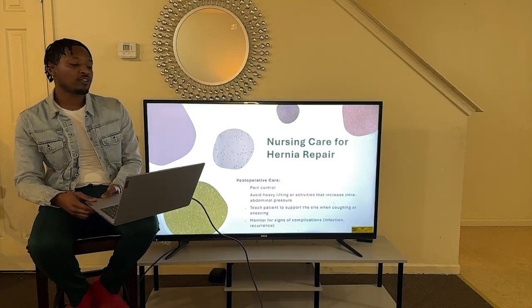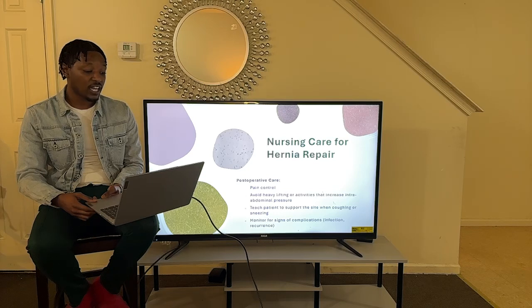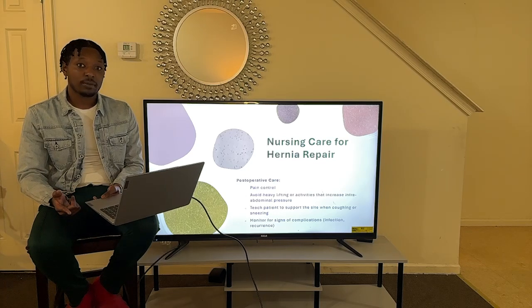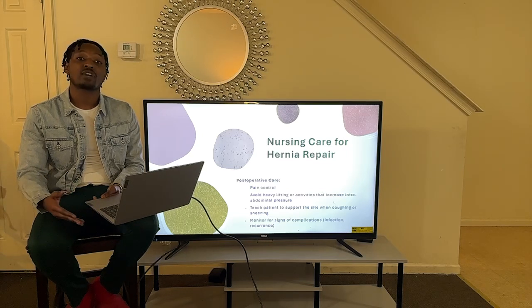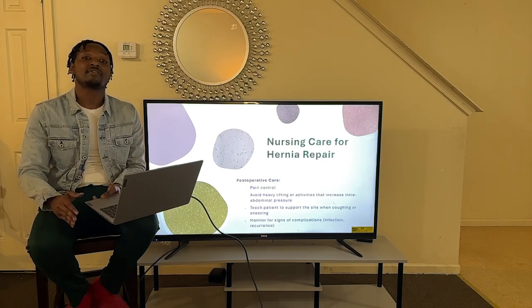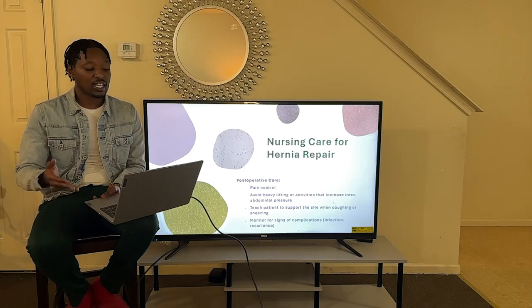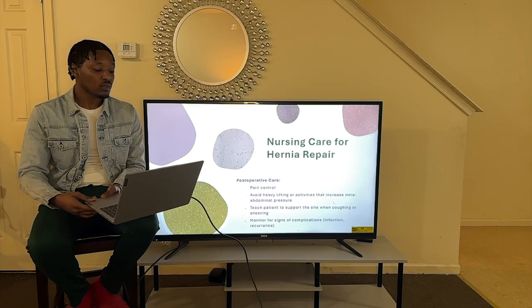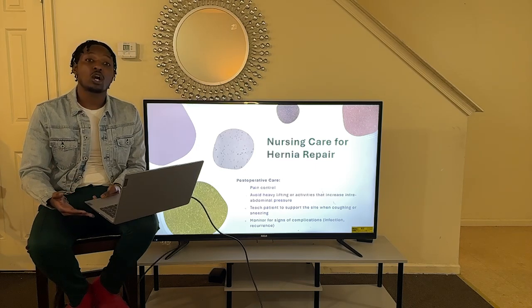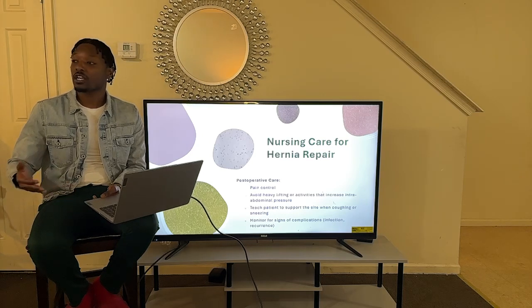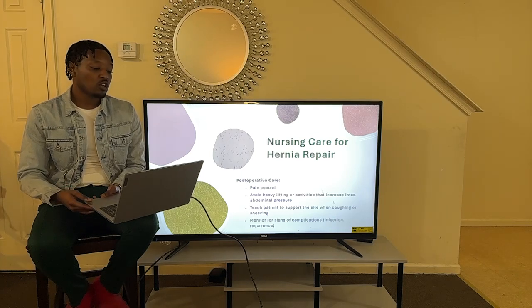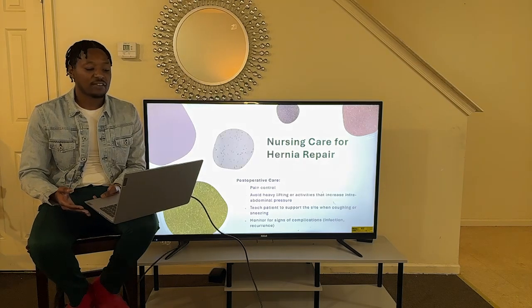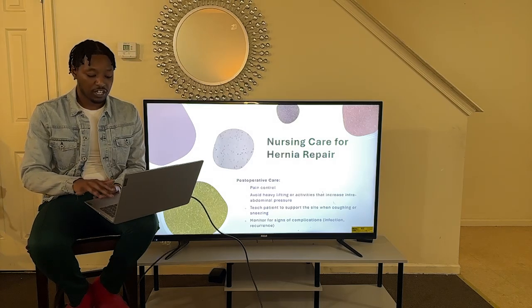For nursing care for hernia repair, for post-operative care, monitor pain control, because the person may be in pain after having this hernia removed. Avoid heavy lifting or activities that increase intra-abdominal pressure. As we know, lifting or increased pressure can increase the risk for hernias. Teach your patient to support the site when coughing or sneezing so that they don't push the hernia back out or add any extra pressure to the abdomen. And you're going to want to monitor for signs of complications such as infection or a recurrence of a hernia.